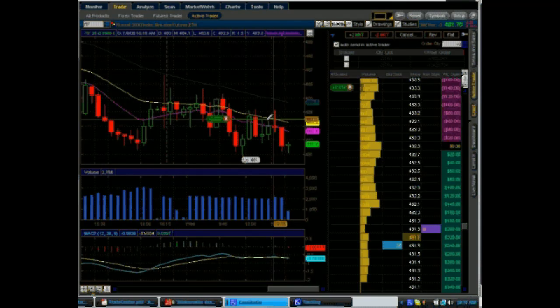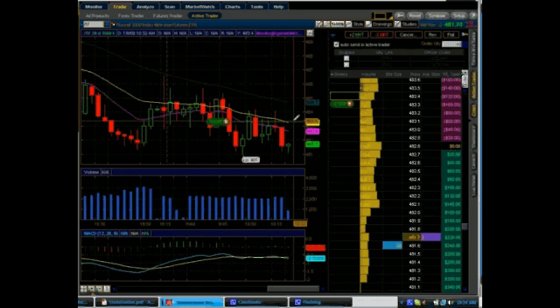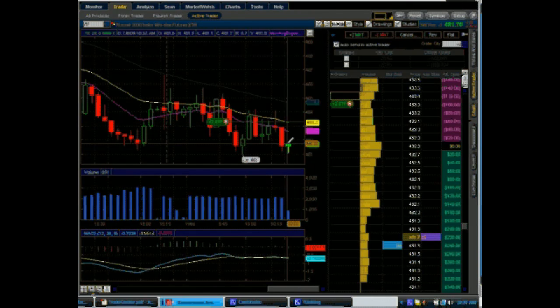Then it turned around on me and closed below the moving average again, so I went short again right here. And as you can see, my stop loss is here. Actually, I got to move that down one tick right now, another tick. Okay, I like to keep my stop loss at this moving average. And then basically, so far this particular play has gone my way.